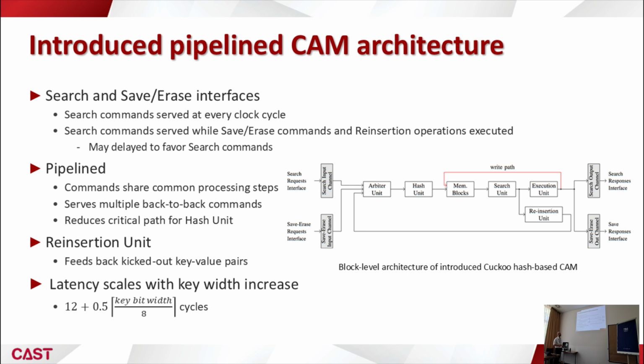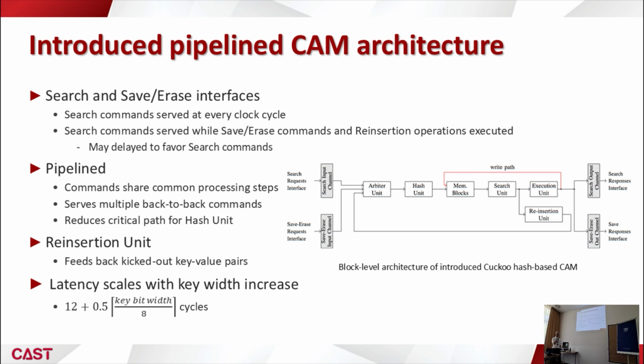So let's see in more detail the proposed architecture. As search commands have the highest priority in the context of our TCP/IP core, and save commands can potentially take multiple cycles to finish, we employ two input interfaces, one for search commands and the second one for save and erase commands. Similarly, we have two interfaces at the output, and all the supported commands pass through the same functional units. In more detail, the arbiter selects which command will enter the data path.